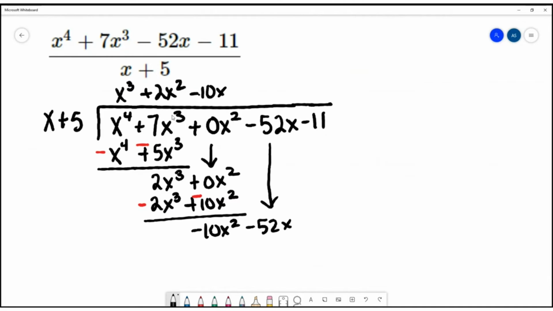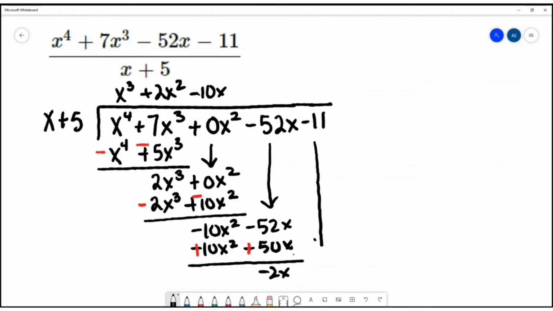Let's multiply that number by both of these terms. Negative 10x times x is negative 10x squared. Negative 10x times 5 is a negative 50x. Now we need to subtract. So we'll change the signs. Both of these are negative. We'll make them positive. Negative 10x squared plus 10x squared zeroes out. Negative 52x plus 50x combines to be negative 2x. And we bring the next term down.